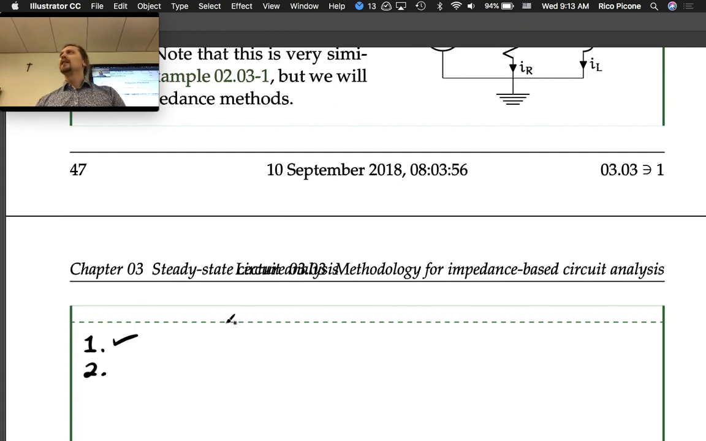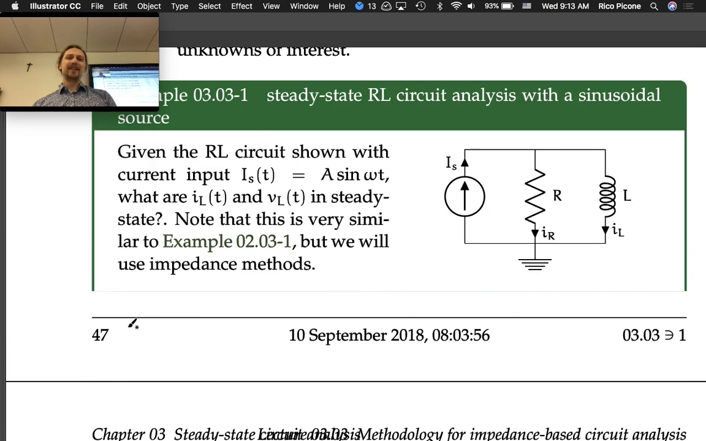Step 2. Somebody mind closing that door? Somebody's projecting out there. Thank you. Appreciate that.